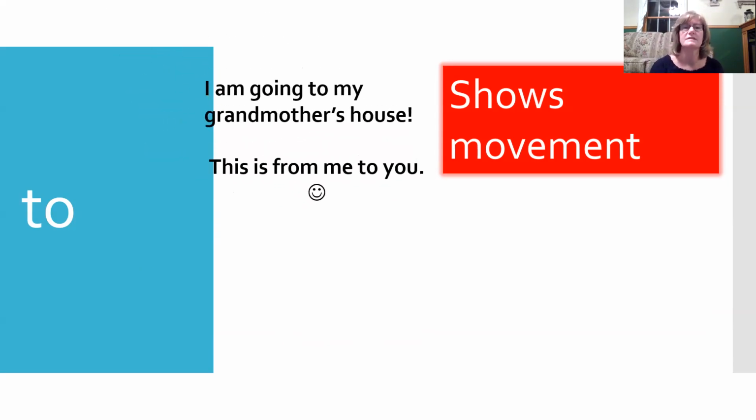Here's a couple of sentences where we would use the version to. I am going to my grandmother's house. You're going to be moving your body to your grandmother's house. Another sentence. This is from me to you. Whatever you're giving me is moving from you over to me. So again, we use the shortened version of the word to.